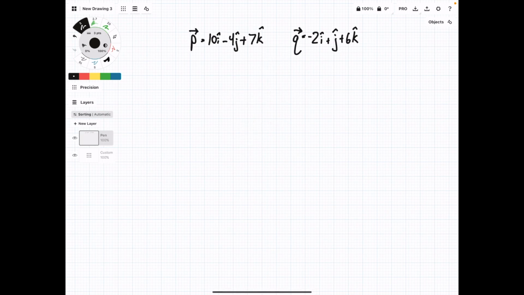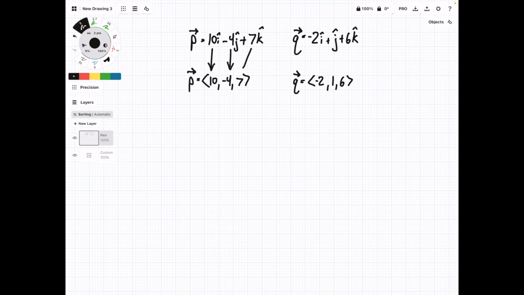If our vectors are written using the standard unit vectors i, j, and k, then we can find the dot product basically the same way. This vector over here, p, is equal to 10, -4, 7, so we can rewrite it this way. And then the vector q can be rewritten as -2, 1, 6. So the i vector corresponds to the vx component, j corresponds to the vy, and k corresponds to vz. Now we just proceed as usual.